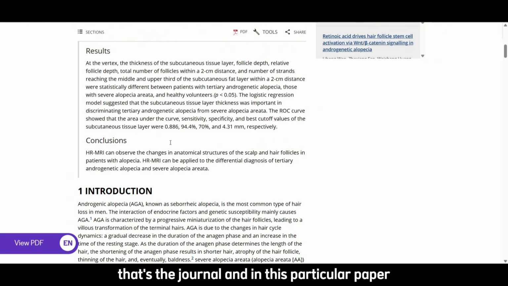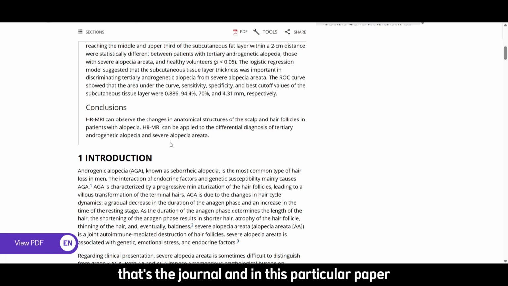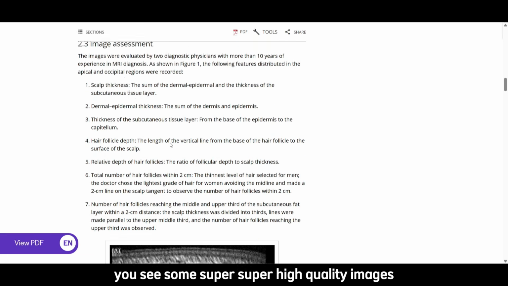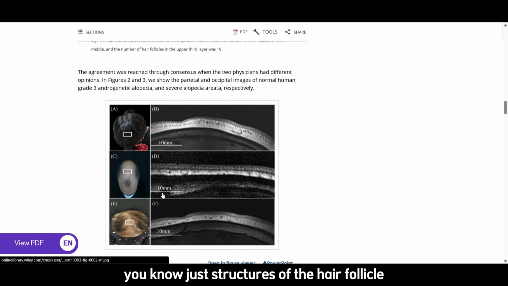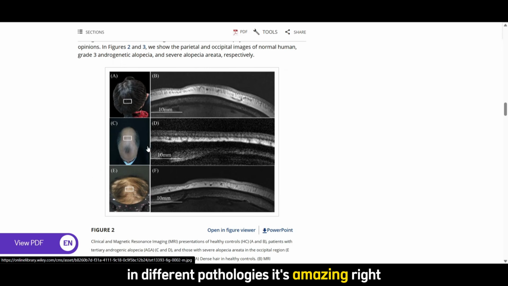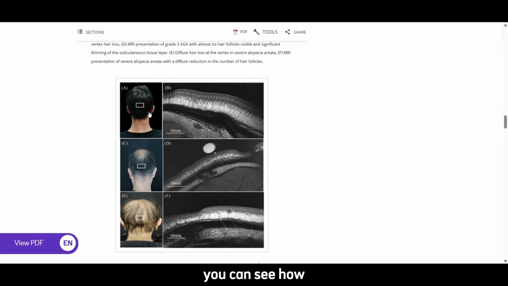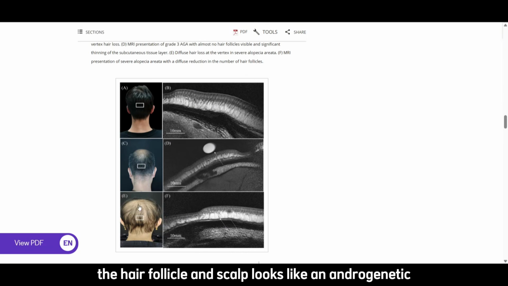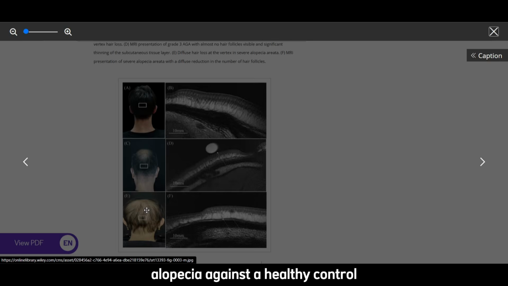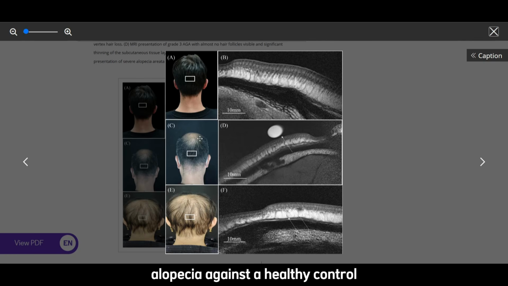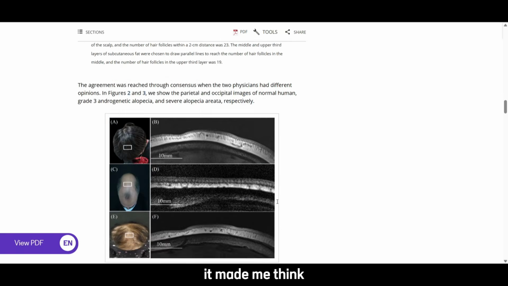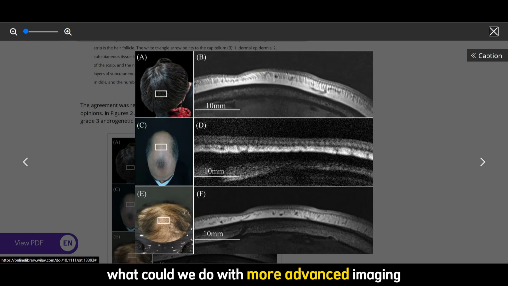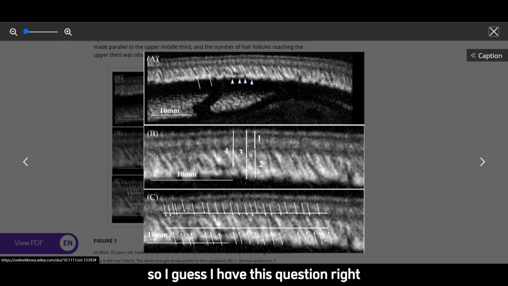That's the journal. And in this particular paper, you see some super high quality images, just structures of the hair follicle in different pathologies. It's amazing, right? You can see how the hair follicle and scalp looks like in androgenetic alopecia against a healthy control against alopecia areata. But when reading this paper and looking at the images, it made me think, what could we do with more advanced imaging? So I guess I have this question, right?